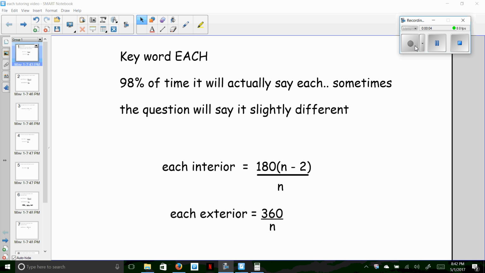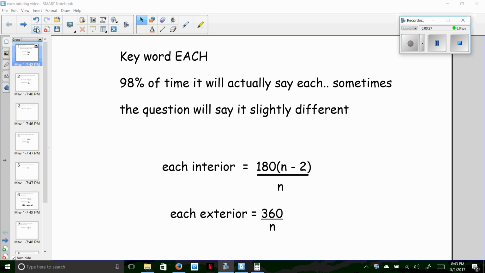All right, here's 4 examples of using our equations that work with the keyword each. Right here on front, you see 98% of the time they are actually going to say each. I'm going to give you just a few questions that will say it slightly differently, but we can use the word each to replace what they tell us. We'll tackle that when we get there.